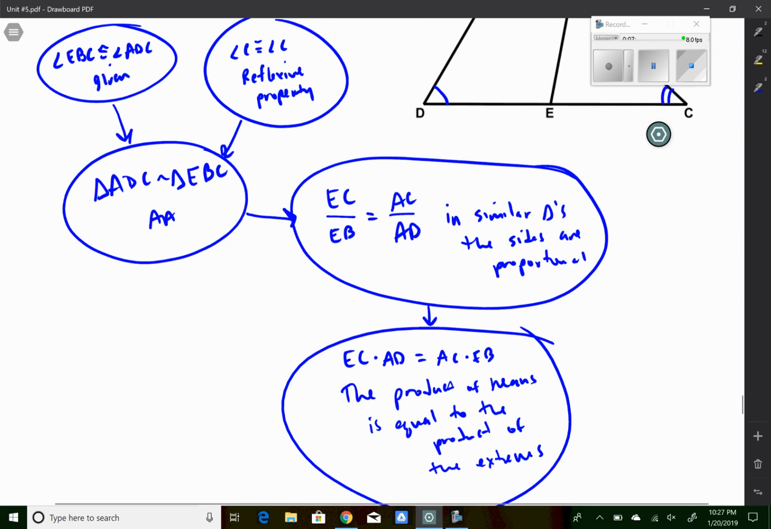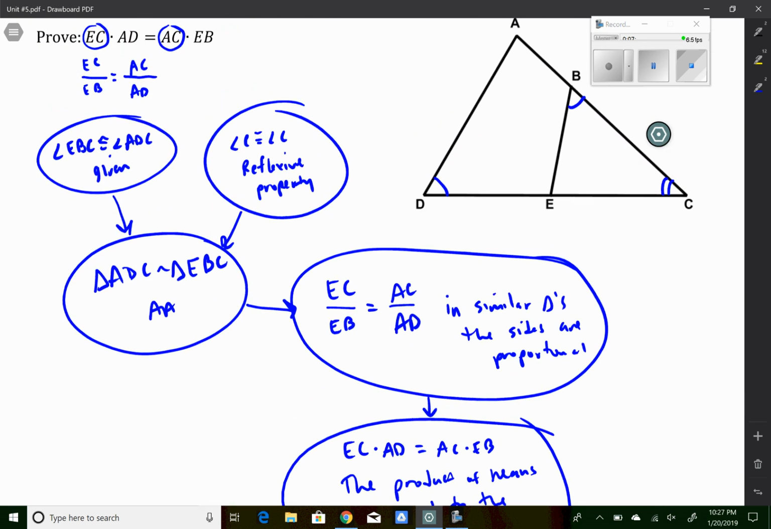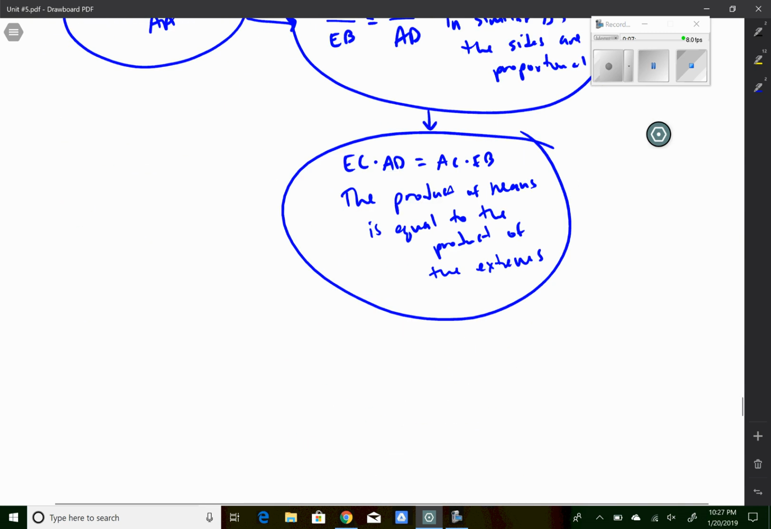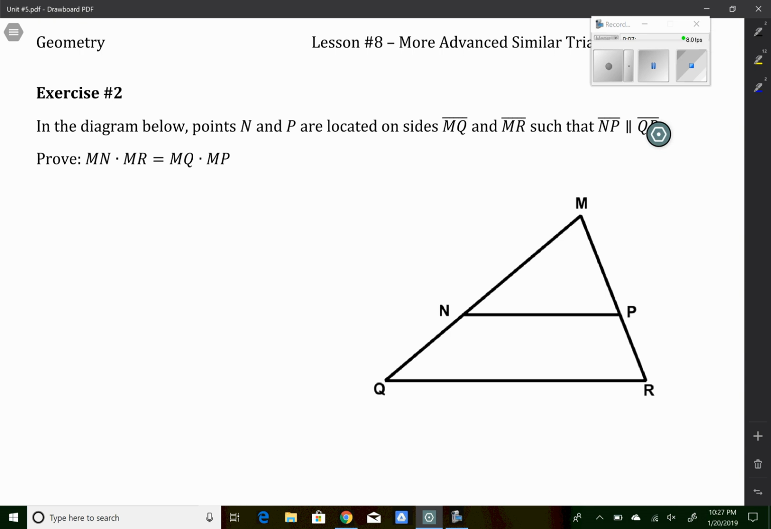Now, if you understood that proof, that's probably going to be similar to what I would give you on your test for this chapter. Let's keep going. Let's take a look at another one. Number 2.